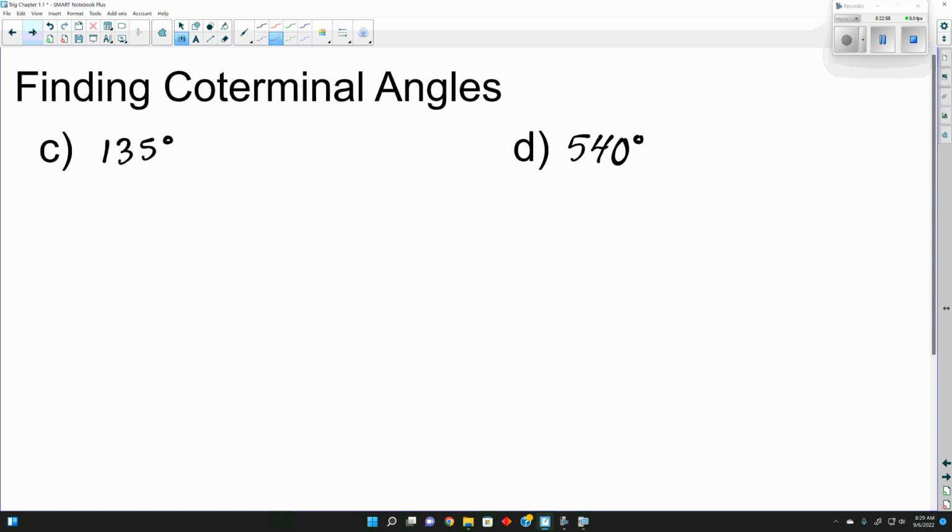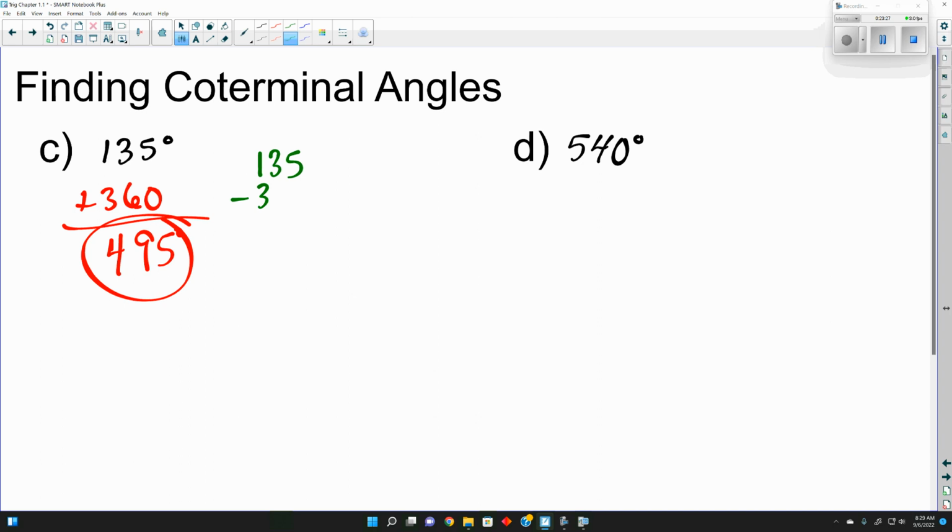Coterminal angles with degrees. This one here you'll find a little bit easier because this time we're not adding or subtracting 2 pi. We're adding or subtracting what? 360. So with 135, if I wanted to, I could add 360 to it. 5, 9, 4. So there'd be a coterminal angle. The other way we can do this is take 135 and subtract 360 from it. No, not 2.